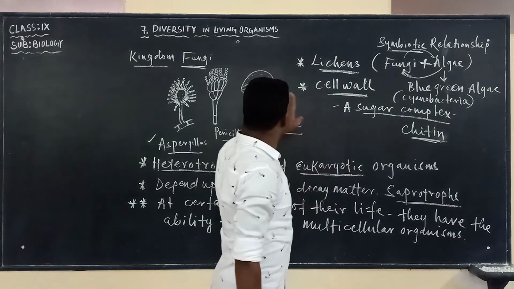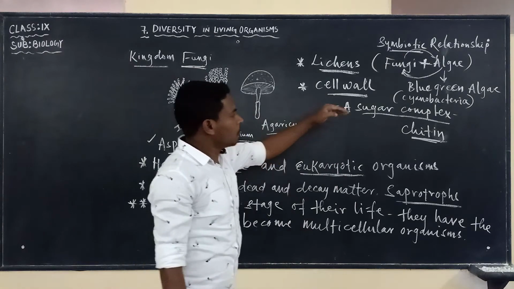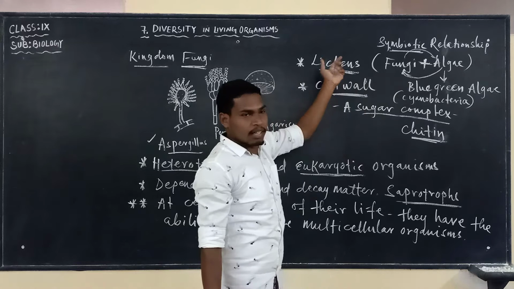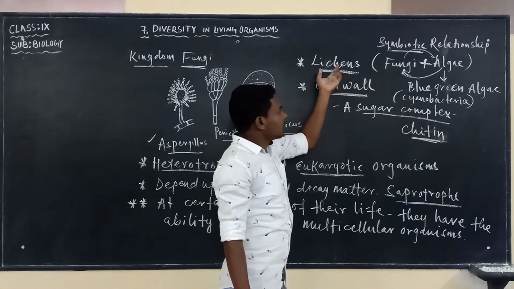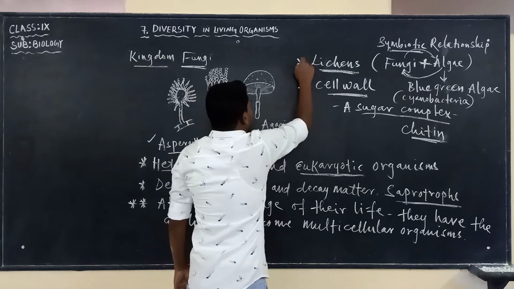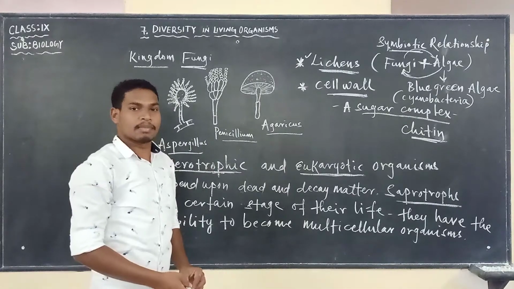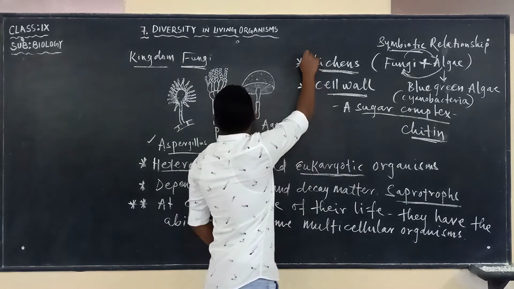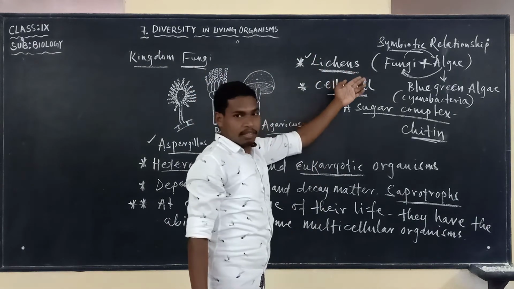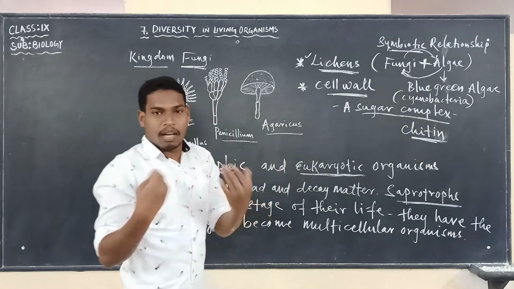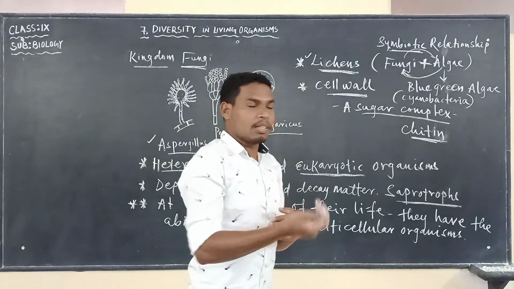Okay, so some of the fungi live along with algae, and that term is known as what? Lichens. That term is known as lichens. Okay, so this is also one of the characteristics of fungi. Lichen is another feature of fungi. Fungi cannot live alone, it lives with algae.